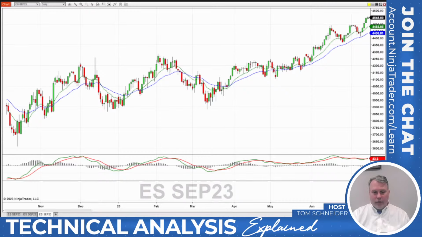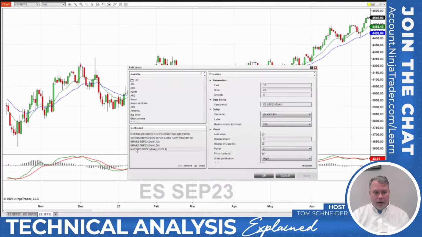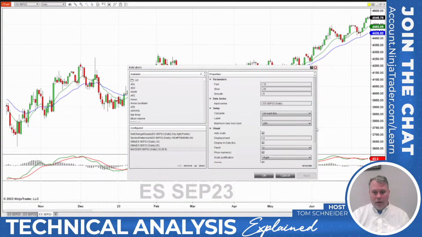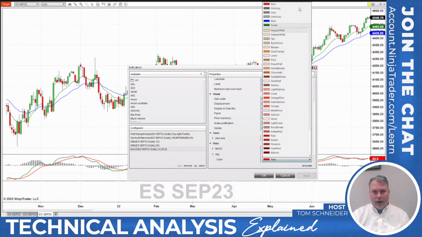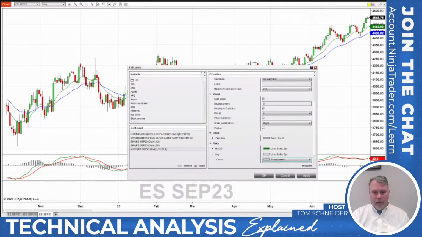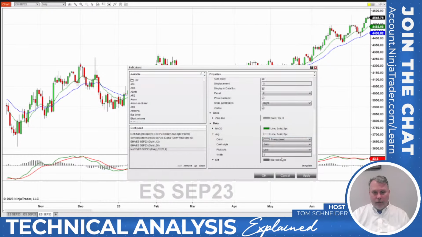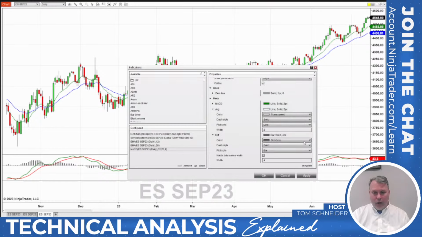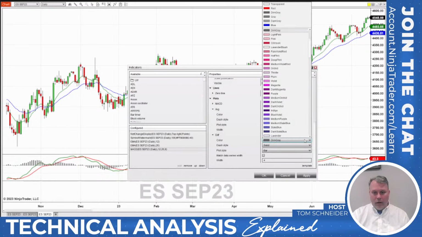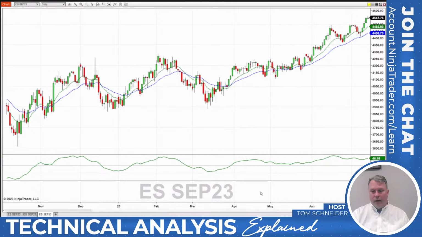And so when I look at this, I see 3 lines. There's a lot here. We'll reduce it just to the MACD line. So if I come over here to indicators, quickly go down to my plots, and for the average, I'm going to change that to transparent. Transparent's all the way at the top of the color list. So I'm going to make that transparent. And for the difference, we'll make that transparent as well, so that we can just focus on the MACD line.